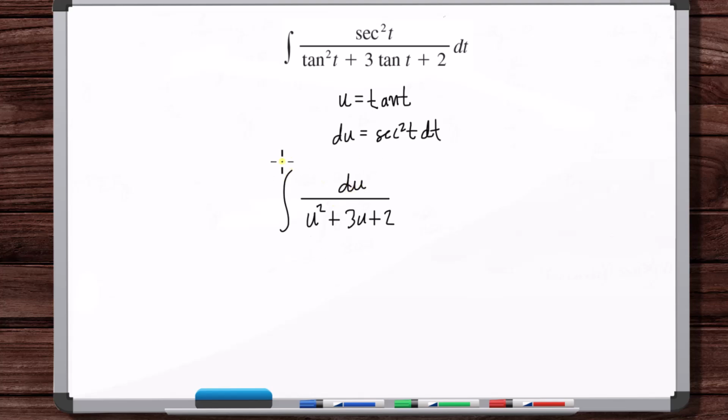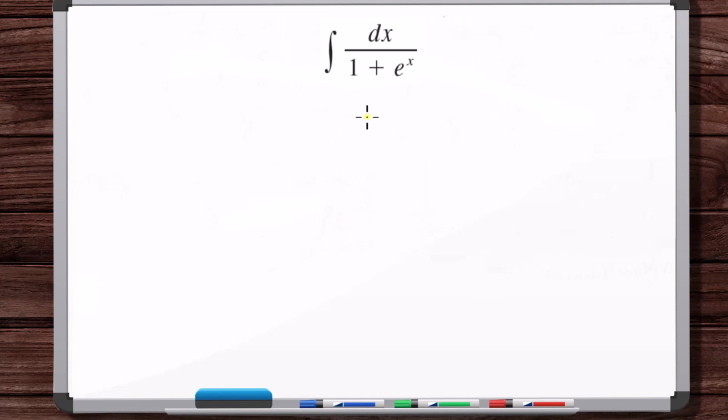I don't know why that's not the best example, because it is technically rationalizing this. We have a rational function, but I think you have an obvious u substitution here. But okay, this is a rational expression.